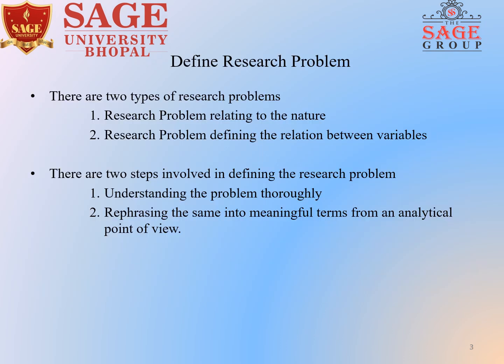The very first step is defining the research problem. In this, there are two types of research problem. The first is when we are defining the nature of a particular thing, a particular phenomenon, objective, anything. And the second is when we are trying to establish a relationship between two variables, independent and dependent.